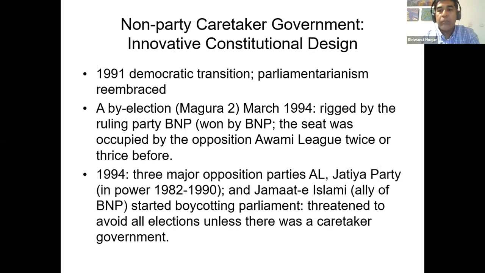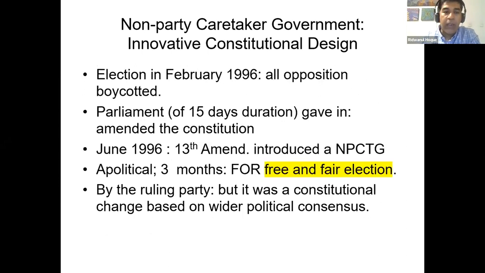And there were three major parties: Awami League, Jatiyo Party, that was in power in 1990, and Jamaat-e-Islami Party, which is a pre-independence political party. And the BNP party introduced the 13th Amendment to the Constitution.